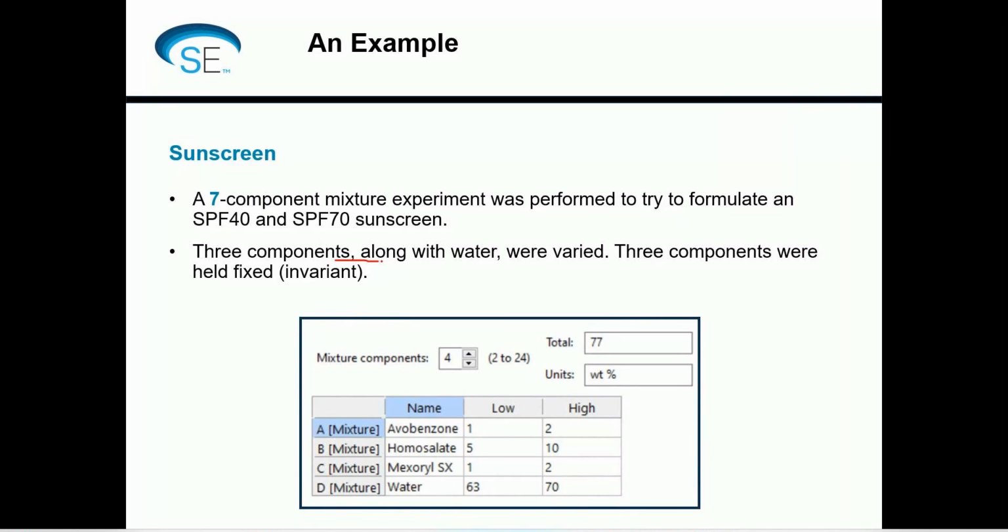So this is really a 4-component mixture. Once you go to 4 components, you can't really see everything on a single triangular graph. 3 components were held fixed, so these were invariant. So here is essentially our 4-component mixture design. It totals up to 77 weight percent, so 23 weight percent is held fixed and 77 weight percent is varied. And you can see that most of it is going to be water.